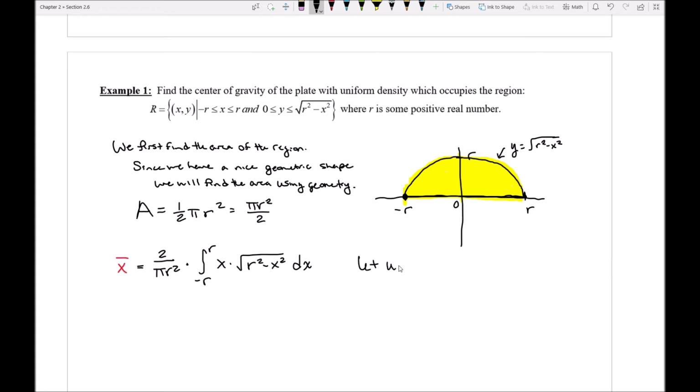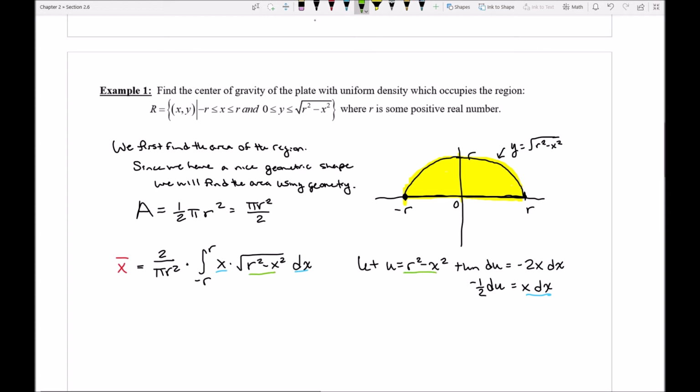If we were to go ahead and let u be equal to r squared minus x squared, then du would be equal to negative 2x dx, which of course we don't quite have, but we could easily just say that then a negative 1/2 du is equal to an x dx, right? Just divide both sides by negative 2. So now I can see that my x dx can be replaced. And of course I can replace everything that I have underneath the radical.